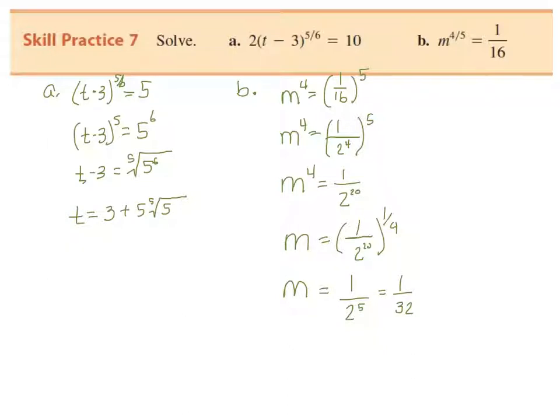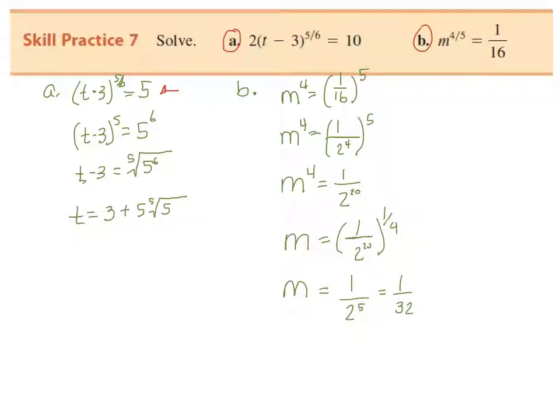In practice skill 7, we have two equations that have exponents in the equations. So for part A, we divide first by 2, and we get t minus 3 raised to the 5/6 power is equal to 5. We take the 6th power of both sides of the equation, and we get t minus 3 raised to the 5th power is equal to 5 raised to the 6th power. And now when we take the 5th root of both sides, we get t minus 3 is equal to the 5th root of 5 raised to the 6th power. And we see that this is t is equal to 3 plus 5 raised to the 5th root of 5.